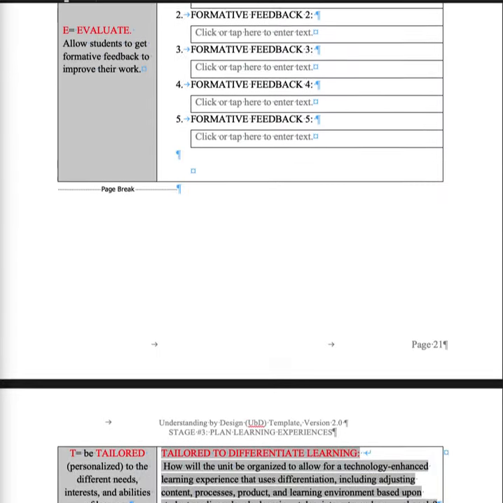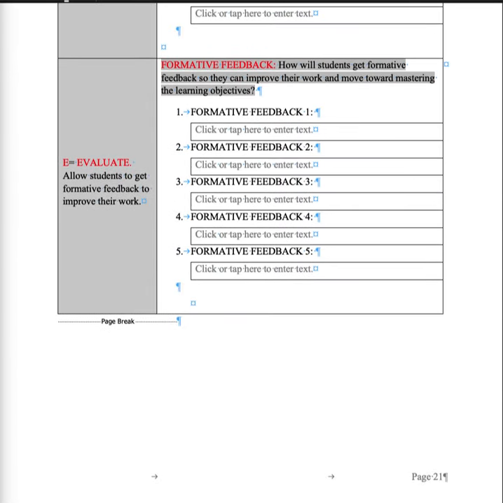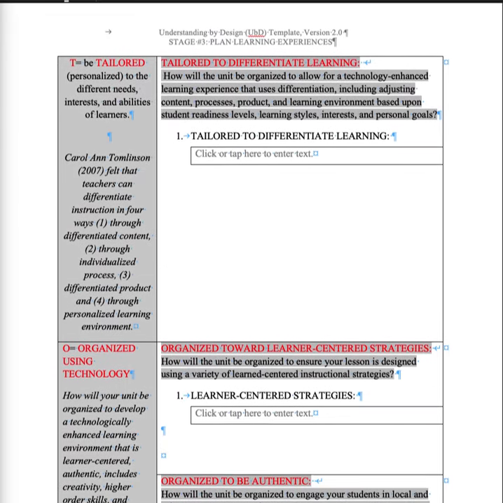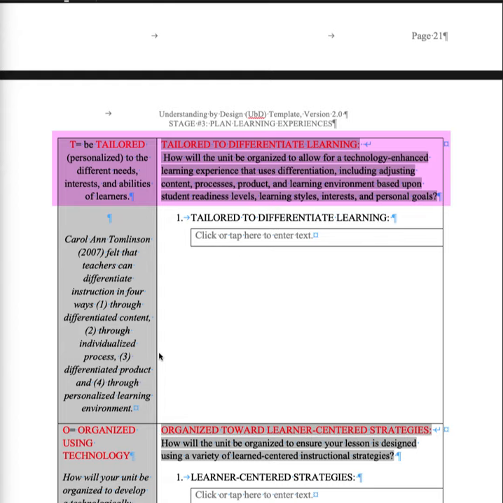After we get through these multiple answer sections of stage 3, we get to some very specific questions. How will your unit be tailored to differentiate learning? Specifically, how will this unit be organized to allow for a technology-enhanced learning experience that uses differentiation, including adjusting content, processes, product, and learning environment based on the student's levels of learning or learning styles, interest, and personal goals? Remember, each student is different. So this is going to be where you will put how you will differentiate for each individual student.